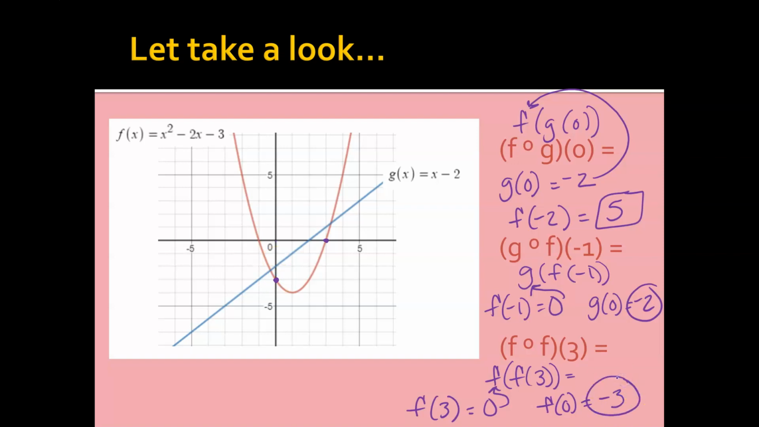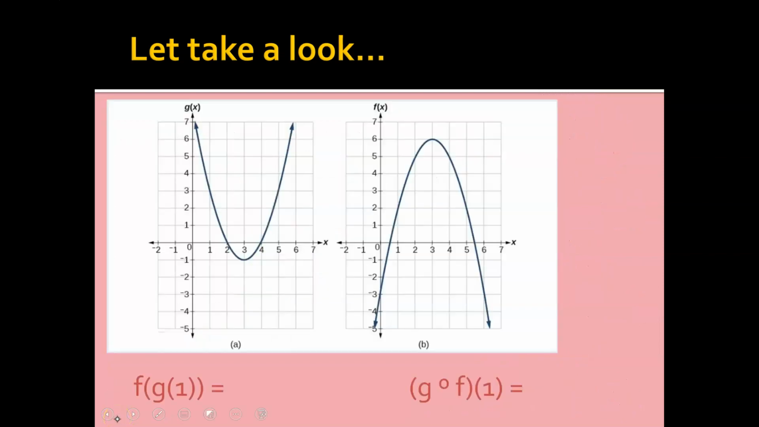Okay? I think it's a little confusing when it's on the same graph. Okay? So that's why it's really good to know who is who. Okay? Now the next two examples are going to be separate graphs. Okay? I think they're a little easier to see. So number 1's over here. So it says f of g of 1.